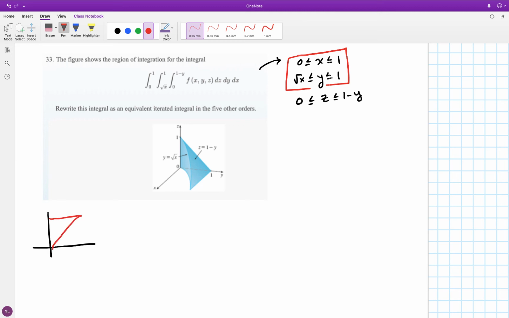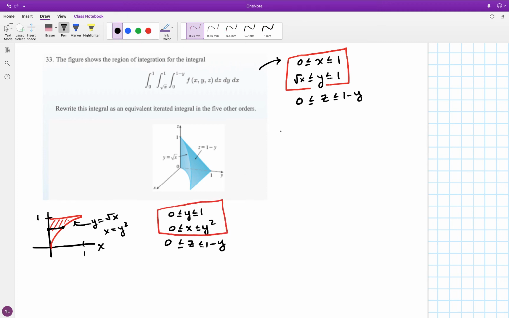So I'm looking at this region in the xy plane that's described by those two inequalities in the red box, and I'm redoing it. So I'm going to have y go between two numbers, 0 and 1, and then I'm going to have x go between two functions of y. Here on the left I see x equals 0, and on the right I see x equals y squared. And z from there is just what it was before. It goes between 0 and 1 minus y. So the integral that is produced from this, the outer two integrals have been changed here, and the inner integral stays exactly the same. The order of integration now is z, x, and y.